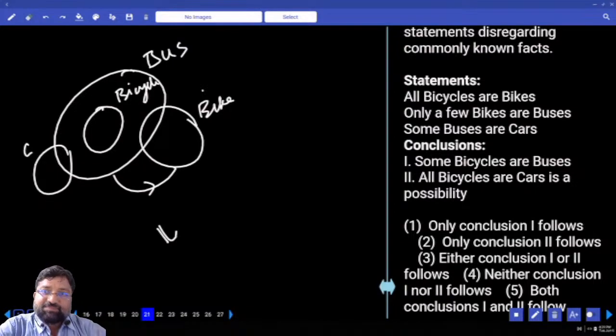All the ladies and gentlemen sitting here, please tell me one point. Did I draw the basic diagram in a proper way or is it wrong? This is 100% wrong. All bicycles are bikes. All bicycles are.